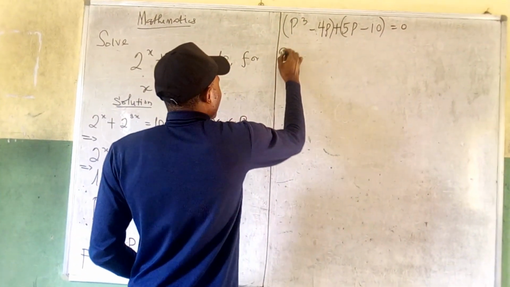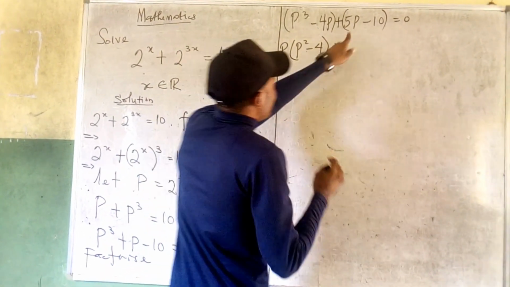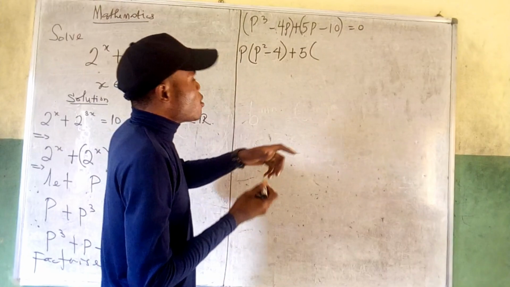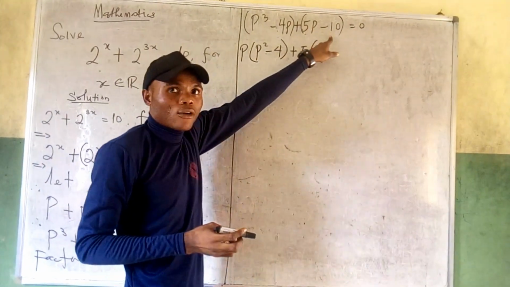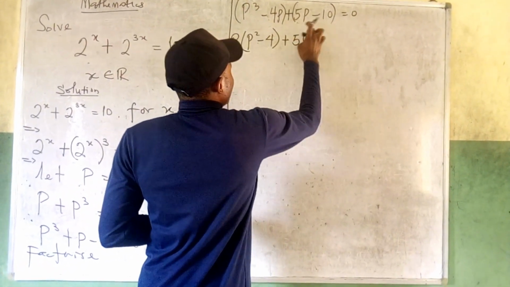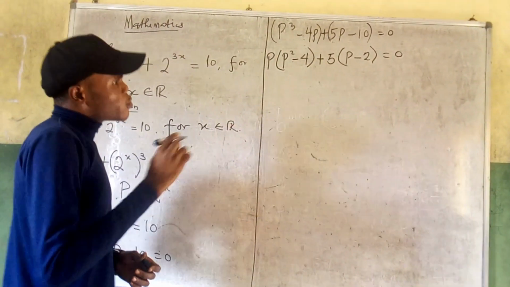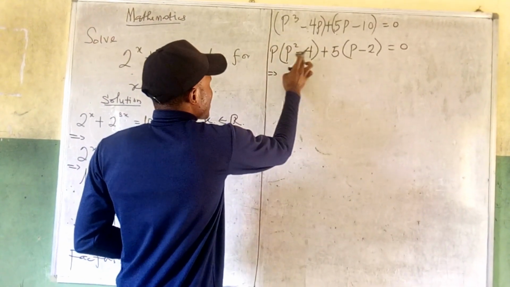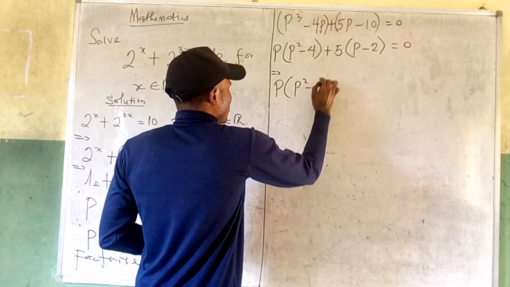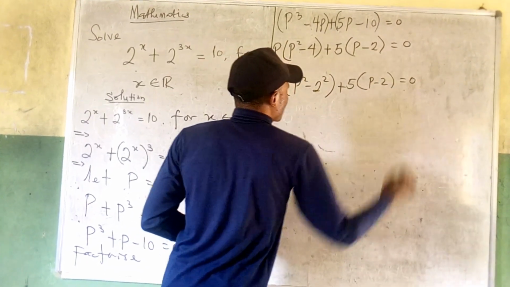p is common here, so if we bring out p, we'll be left with p squared minus 4, plus, if you factorize 5p and 10, we can bring out 5 because 5 is common, meaning that 5 can divide 5p and 5 can also divide 10. If 5 divides 5p, we are left with p. If 5 divides 10, we are left with 2. This is equal to 0. Now you need to take note of something. This p squared minus 4, we can rewrite as p squared minus 2 squared, plus 5 times p plus 2. This is equal to 0.